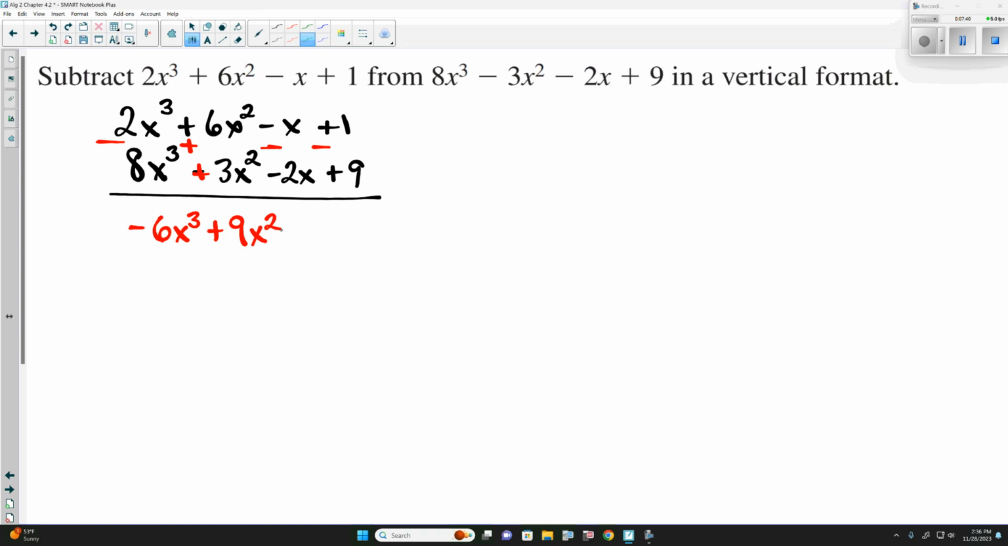Our next one, negative x minus negative 2, again, negative and negative would make a positive. So negative x plus 2x is plus x. And lastly, 1 minus 9 is minus 8. And that's it.